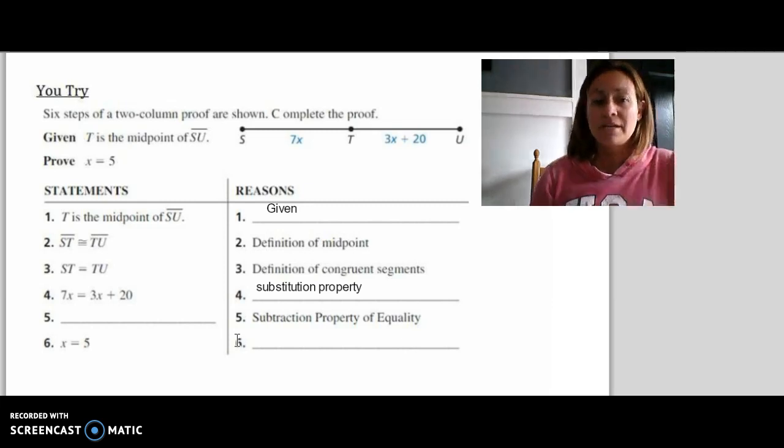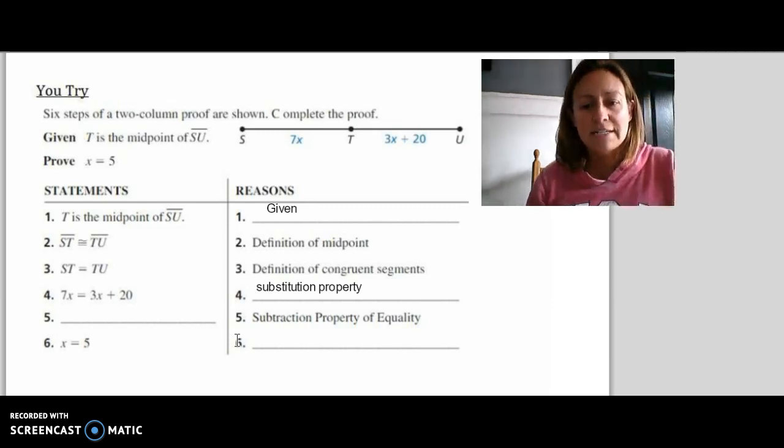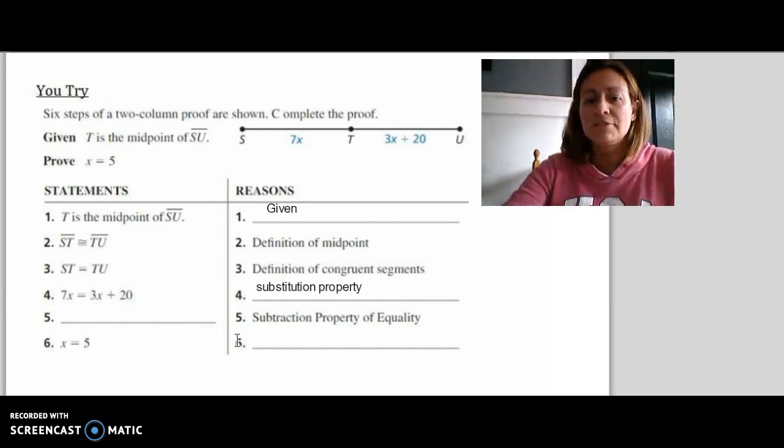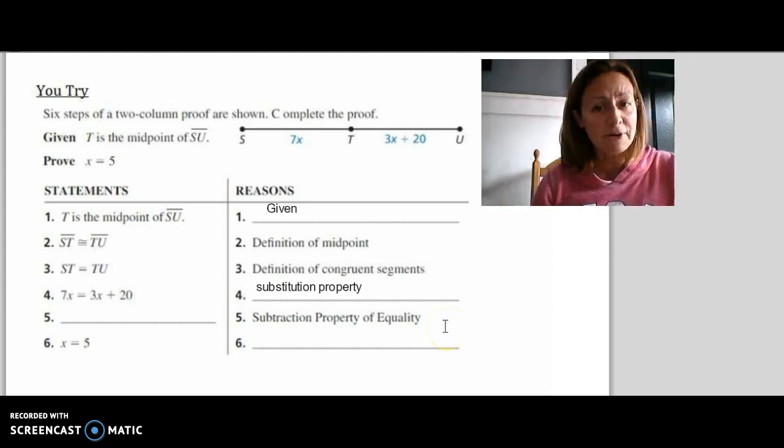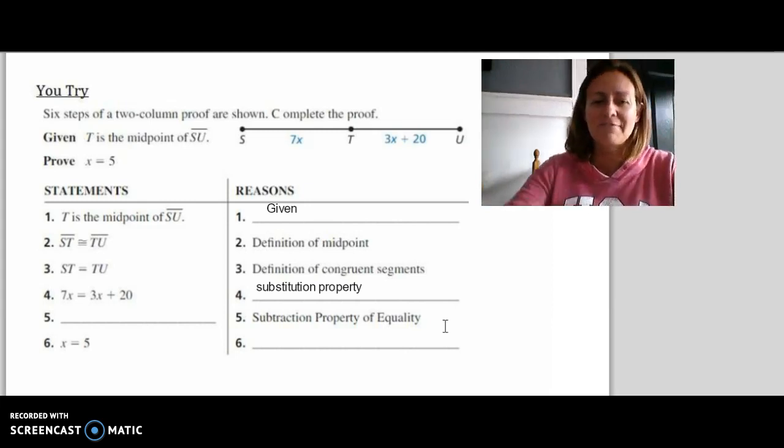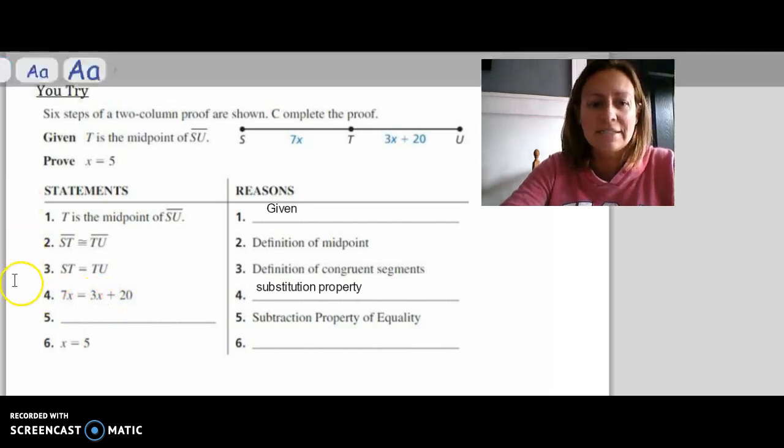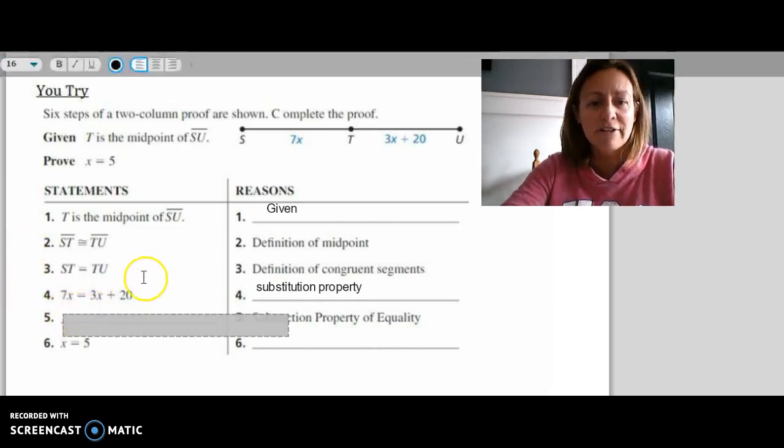The next step is up to us to figure out what we are going to write. But we're supposed to use, here's the hint, the reason that is stated for step 5 is subtraction property. So what will we subtract from both sides of the equation in order to get to x equals 5? I propose we will subtract 3x from both sides, and the result that we will write into the statement for number 5 is 4x equals 20.